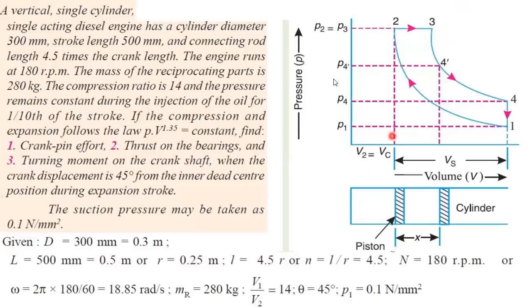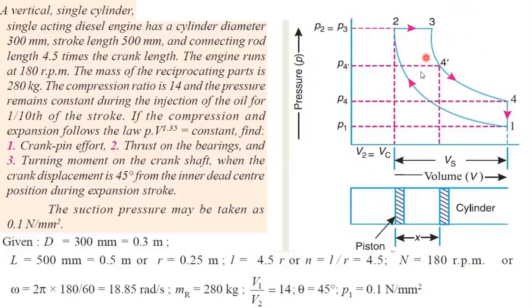Here we will have a pressure and volume graph. The y-axis will be pressure and the x-axis will be volume. Here we have a 4-stroke diesel engine. First, 1 to 2 is the suction stroke, 2 to 3 is the compression, 3 to 4 is the power stroke, and 4 to 1 is the exhaust. So these things we know clearly. Here they have plotted the pressure for 0.1 and pressure 0.4 and here 4 dash.